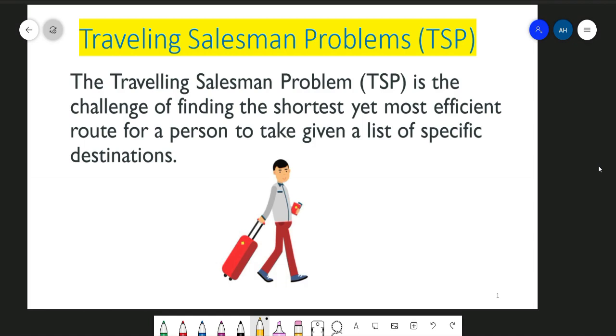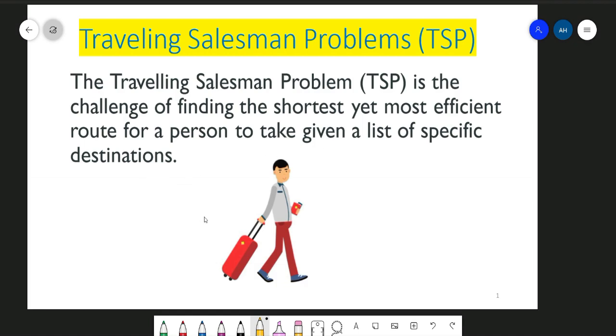In this video, we are going to discuss the traveling salesman problem, or sometimes we call it TSP, in which we are asked to find the shortest yet most efficient route for a person to take given a list of specific destinations.